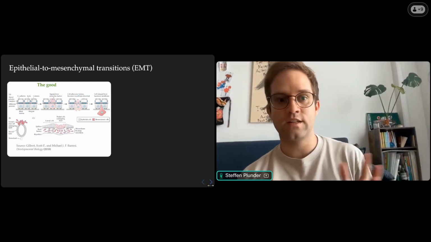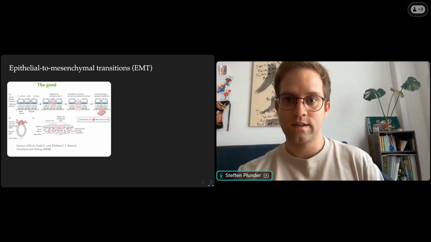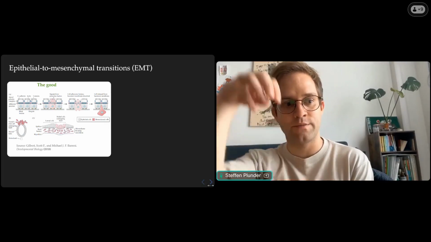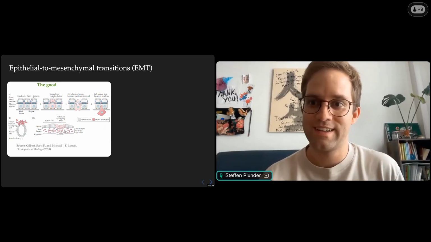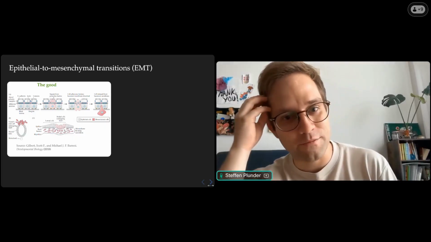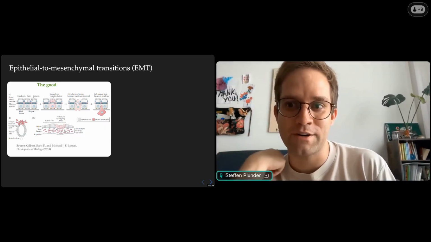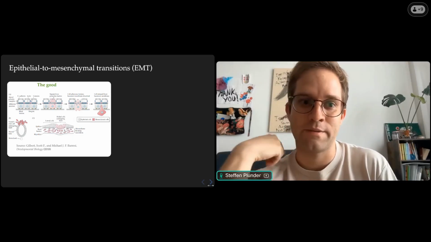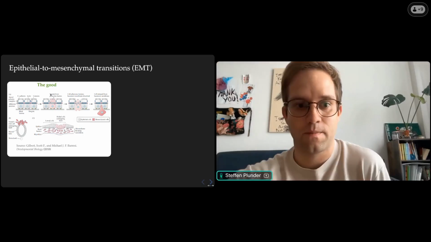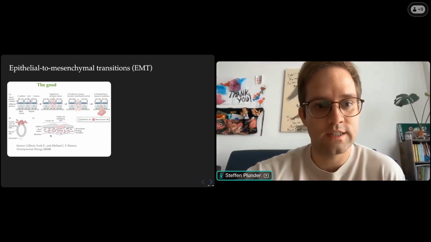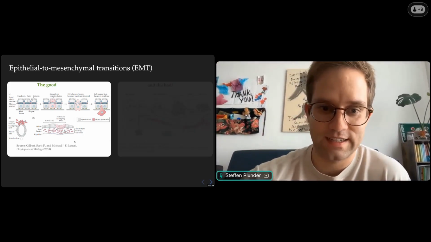So in the beginning, all cells are epithelial cells. And very early, the primitive streak forms and our spine develops. And you might not know it, but many of our brain cells are coming from our spine initially because they perform EMT and then they migrate into the head location. So it's very good that EMT exists.